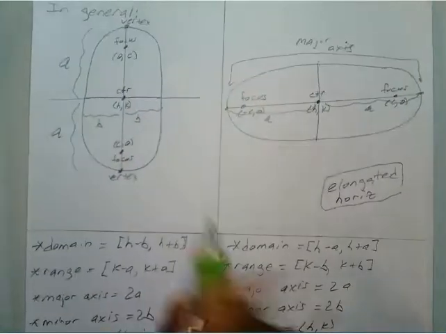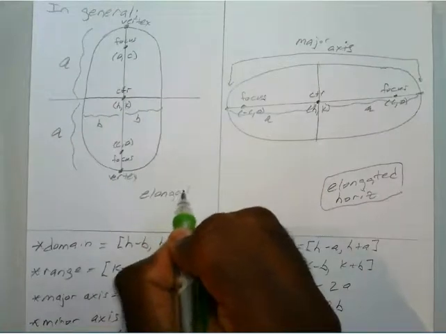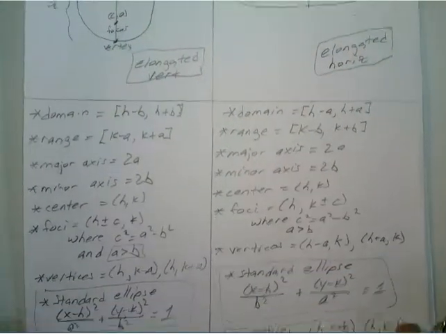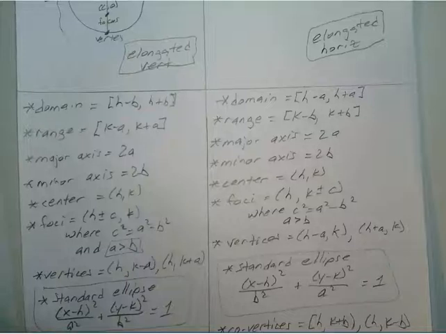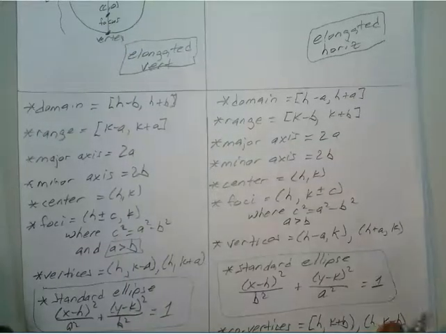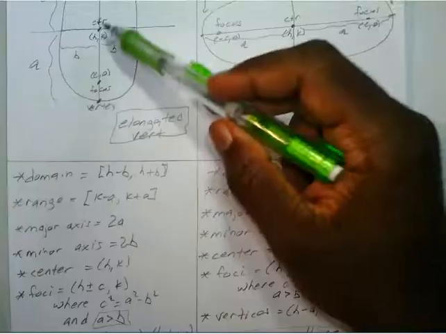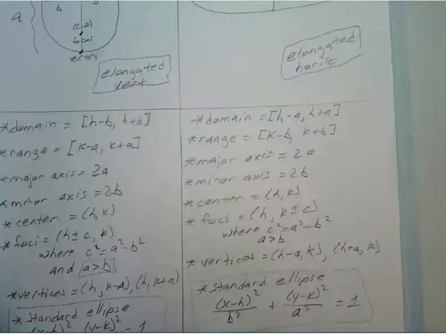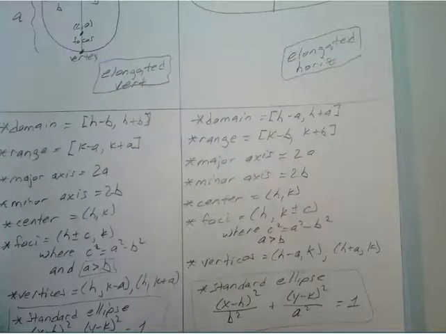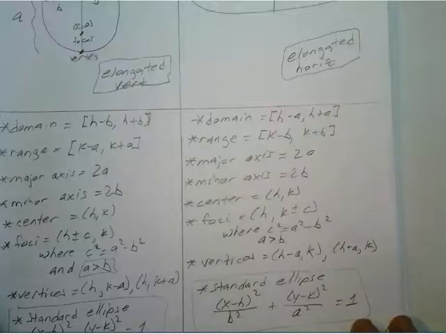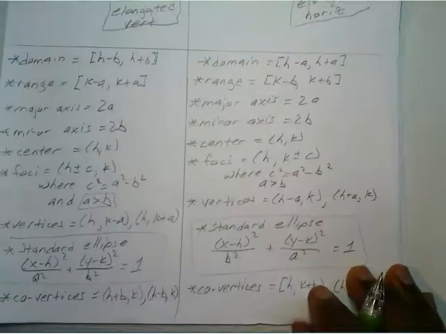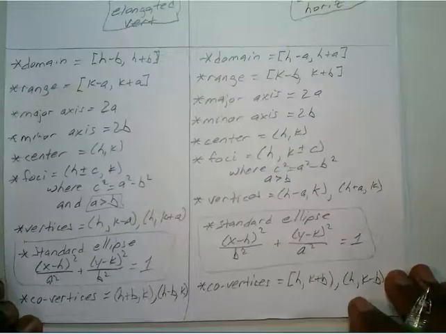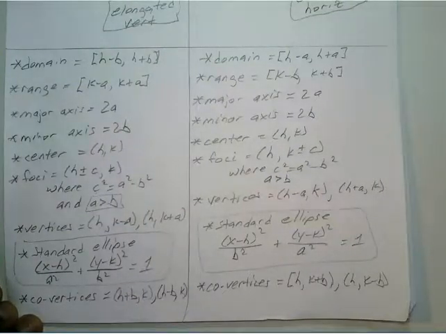And when it's elongated, give me a second, I'll move my hand. Elongated vertically, that means your co-vertices will equal, I'm just going to scroll up here just for a second, (h plus b, k) and (h minus b, k). Your y value will be k. All right, so I'm just going to move this up so you can get all of those little details. So all of those formulas should tell you everything you need to know and solve most of the problems that you will have concerning an ellipse.